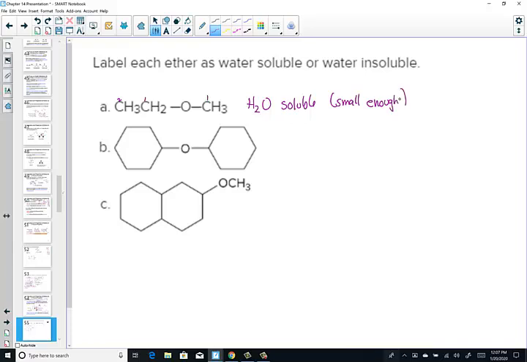Again, we just said 5 carbons or less. Clearly a carbon on both sides is a 6-carbon cyclic ring on both sides. So that's water insoluble. Too many carbons. Same thing here. Again, that's way more than a total of 6 carbons. So that's water insoluble. Only very tiny ethers can be water soluble.